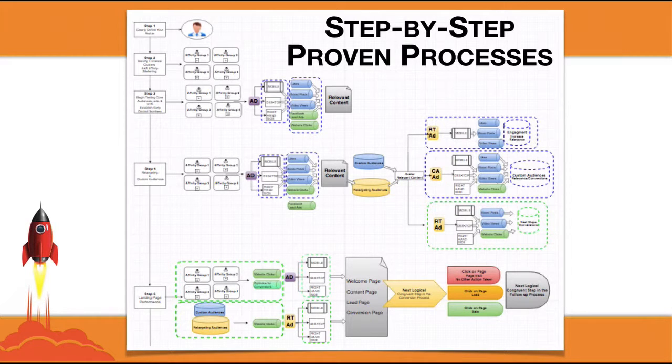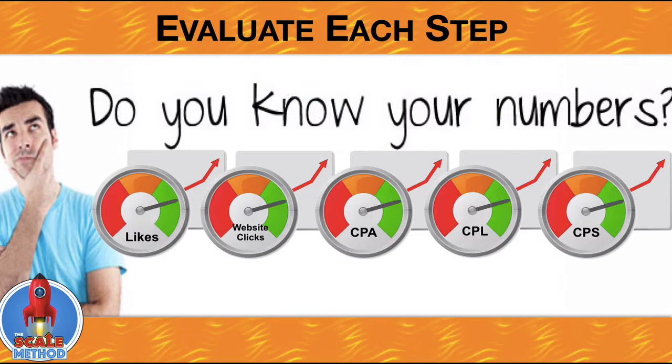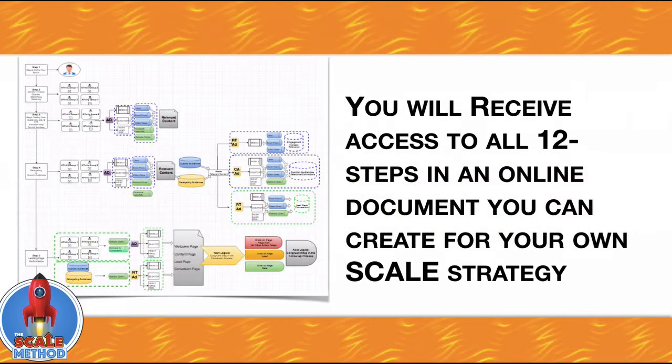Now, remember, we've documented all of these processes step by step. It looks like there's a lot of information here, but this is something that you're going to be able to follow along with, and we're going to coach you and provide assistance, so you can go step by step to really unlock the potential and the power behind the Scale Method. The main thing is once you know your numbers, like your cost per like, cost per website click, cost per action, cost per lead, and cost per sale, once we know the numbers and what step you're on, we can absolutely give you the right tools, resources, and insight to keep moving you forward.